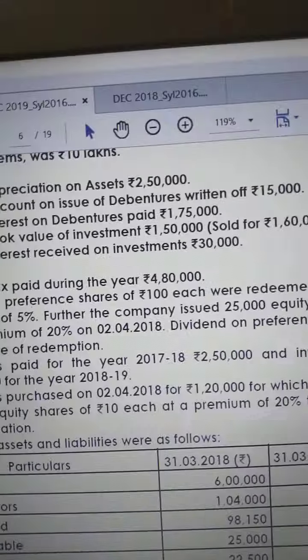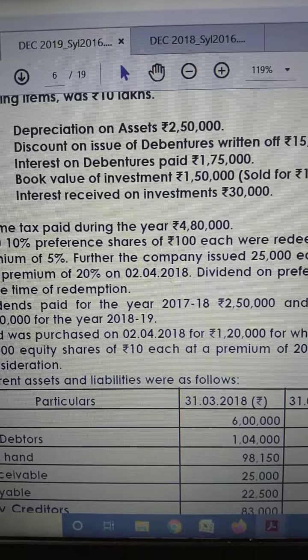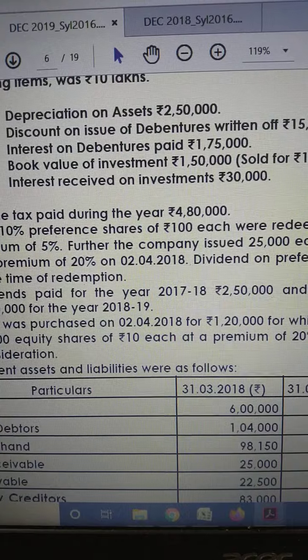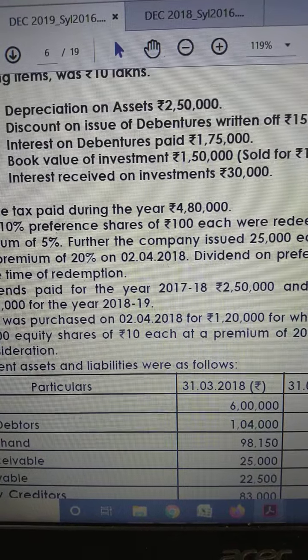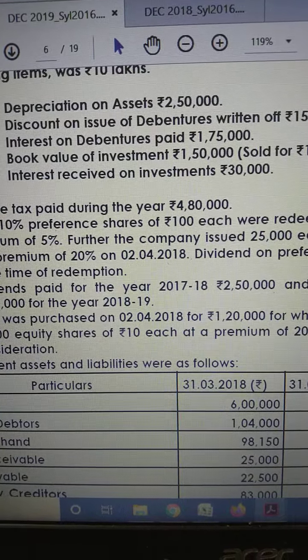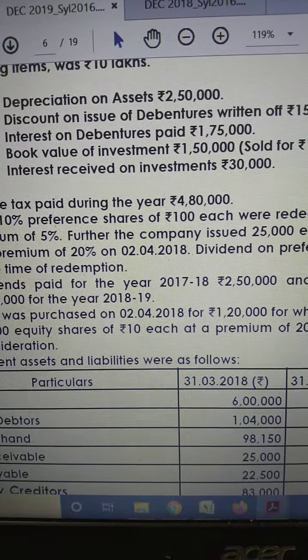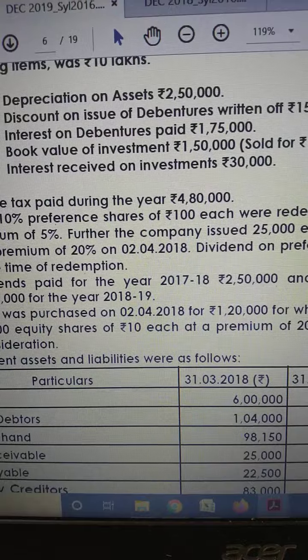Interest on debentures paid, they are saying. Paid is different from interest. Interest expenses is different from interest paid. Interest expenses is actually debited to the P&L account. Interest paid is actually paid to the debenture holder. Both are different. Sometimes interest expenses equal interest paid.